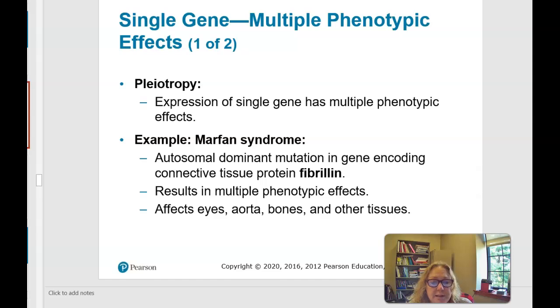Pleiotropy is something that has multiple phenotypic effects. Really, lots of things have multiple effects. Anything that has a range of colors, range of disease, it's pleiotropic. So Marfan syndrome, an autosomal dominant mutation in the connective tissue protein fibrillin, results in multiple phenotypic effects, affects the eyes, the bones, and other tissues, but it can be really mild or really severe.